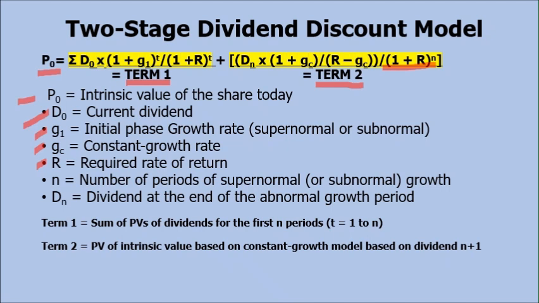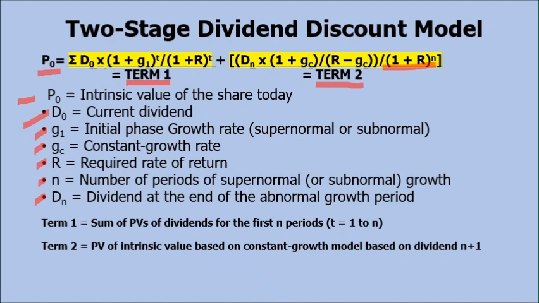R is the required rate of return, N is the number of periods of supernormal or subnormal growth. Dn is the dividend at the end of the abnormal growth period. T ranges from 1 to n. Again, G1 is the growth rate of dividends in the initial phase, where the dividends are growing at a supernormal or subnormal rate, and GC is the constant growth rate of the dividends when the dividends are growing at a fixed rate.